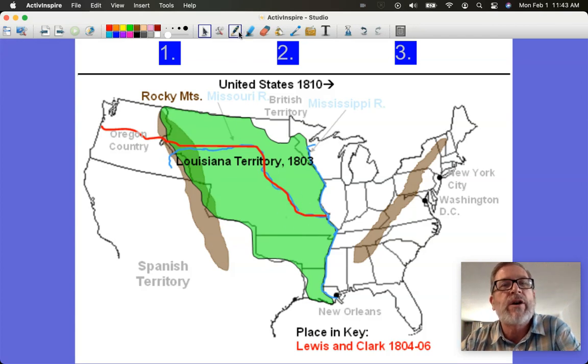Again, here's our Indiana or Indian Territory here around the Great Lakes. Here's where the Northwest Ordinance was established earlier on.